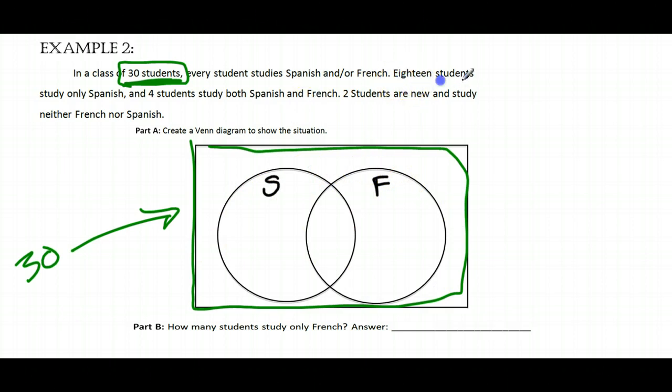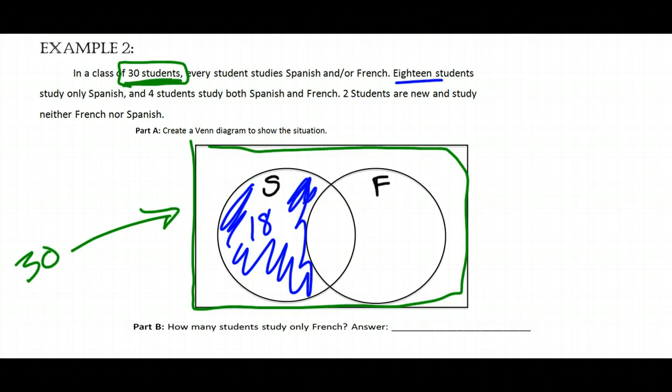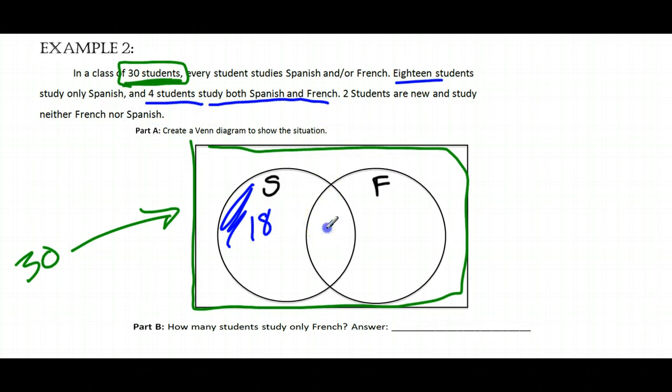I know that 18 students study only Spanish. So 18 students only study Spanish. We don't have them overlapping into here because all of these students study both Spanish and French. So that 18 can only be in this section. 4 students study both Spanish and French. So I've got 4 students that are overlapped. They're in the French circle, and they study Spanish. So these 4 students overlap.